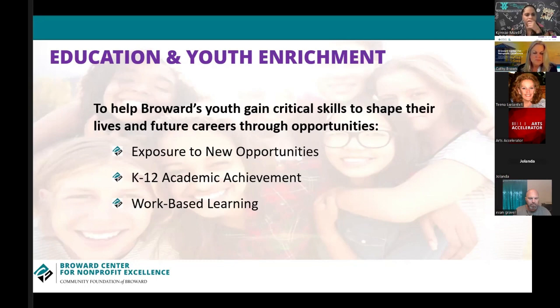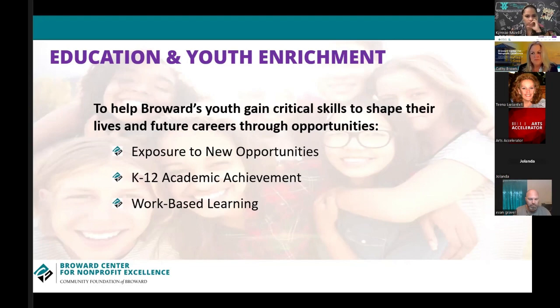What I wanted to share about education and youth enrichment is that it is solely focused on our young people. We have other categories where some of these areas might be applicable to adults who are also looking for educational opportunities, but that will not fall under education and youth enrichment. That will be social and economic mobility. But for education and youth enrichment, we are looking for opportunities that would help our young people here in Broward of all abilities to have an opportunity to excel and grow.